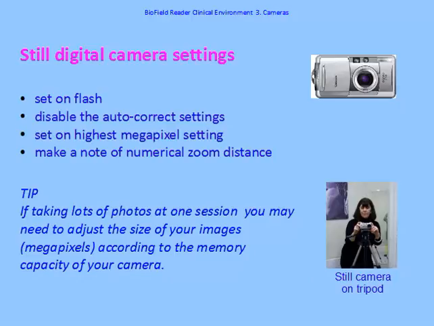Still digital camera settings. We recommend that you set it on flash, disable the autocorrect settings, and set it on the highest megapixel setting so that you get more resolution. Make a note of the numerical zoom distance. If you're going to be taking a lot of photos at one session, you may need to adjust the size of your images according to the memory capacity of your camera. Or of course you could take a few pictures and then download them off of your camera onto a computer.